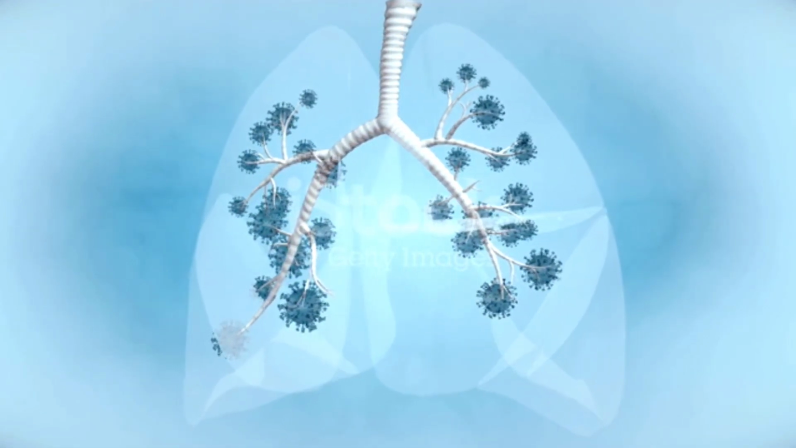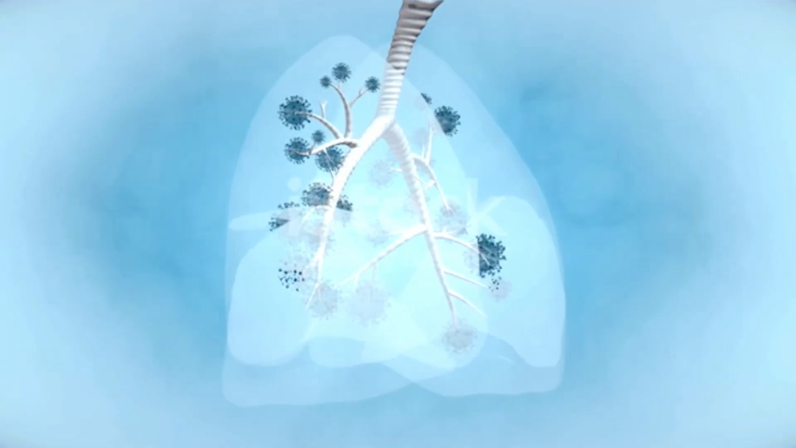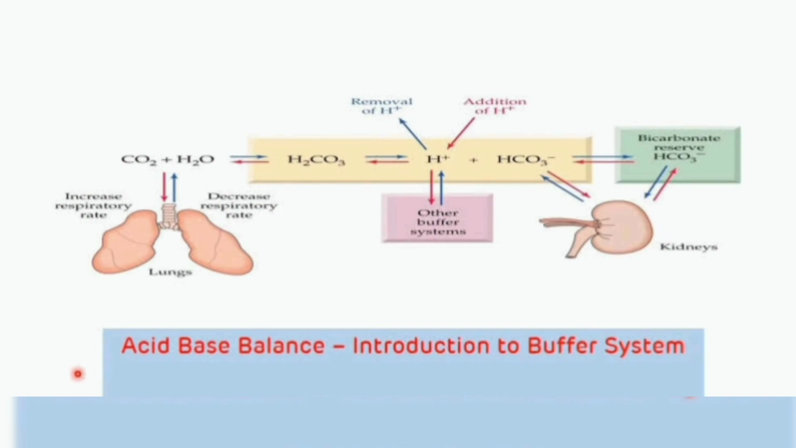The respiratory system also plays an important role in regulating the body's acid-base balance. When carbon dioxide dissolves in the blood, it forms carbonic acid, which can alter the pH of the blood. To maintain a stable pH, the respiratory system can adjust the rate and depth of breathing to increase or decrease the amount of carbon dioxide eliminated from the body.